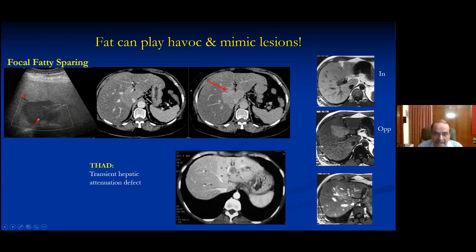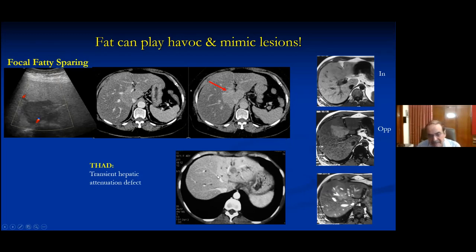We very often use MR. In-phase and opposed-phase imaging can be used. This is an in-phase image, that's an opposed-phase image. Notice that the background liver is showing a lot of signal drop, which suggests that there's a lot of fat in the background liver. This mass-like area is not showing you that signal drop, and therefore we were able to diagnose that this is just an area of focal fatty sparing mimicking a tumor.